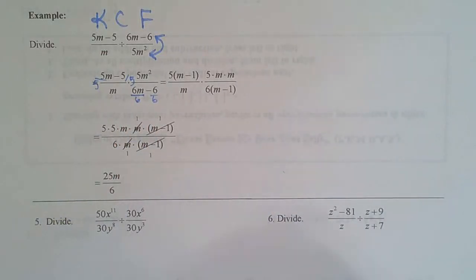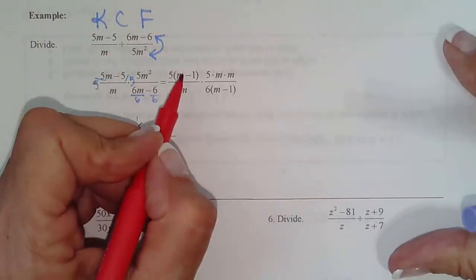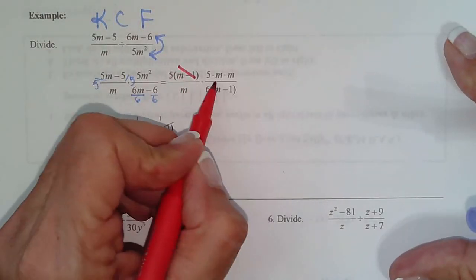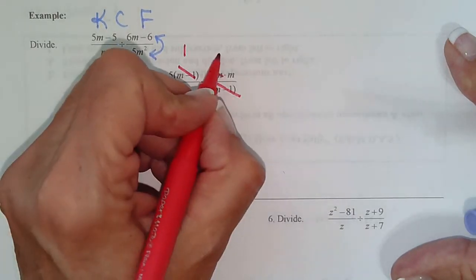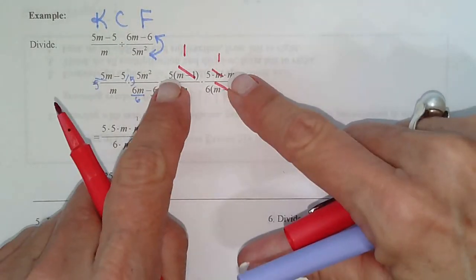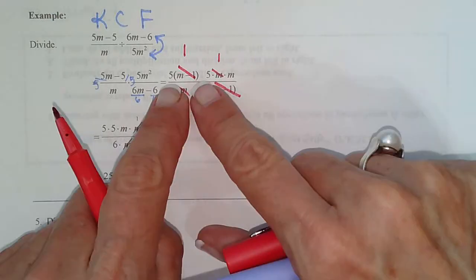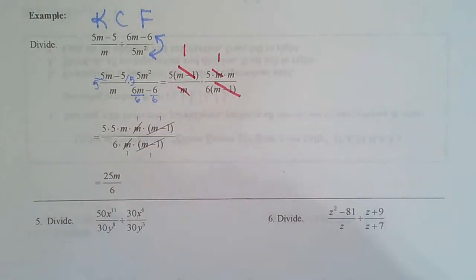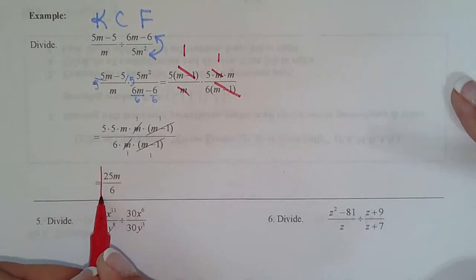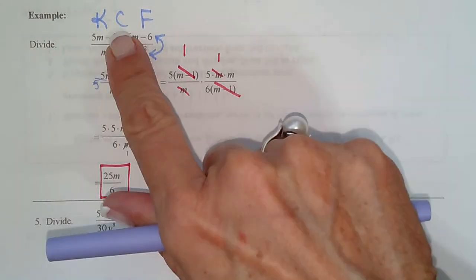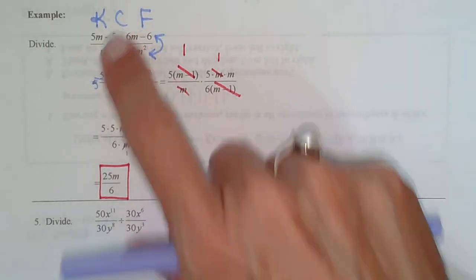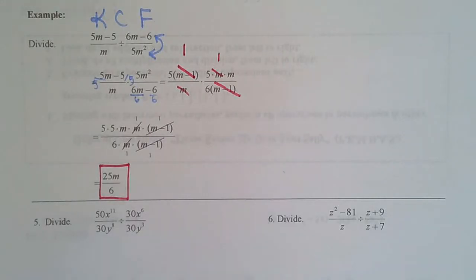And then we're on our canceling spree. m minus 1 over m minus 1, 1. m over m, 1. So what do we have left? 25m over 6. Yay! So just as simple as multiplication, except we have to do that little step right at the beginning. Keep, change, flip.